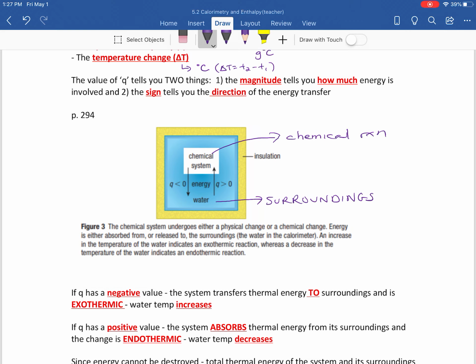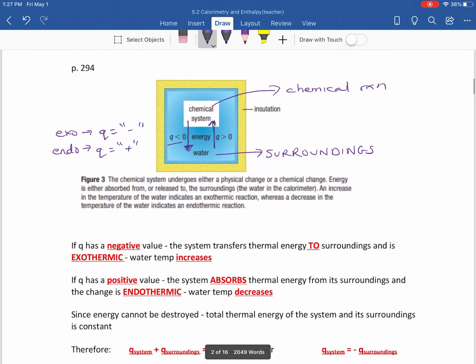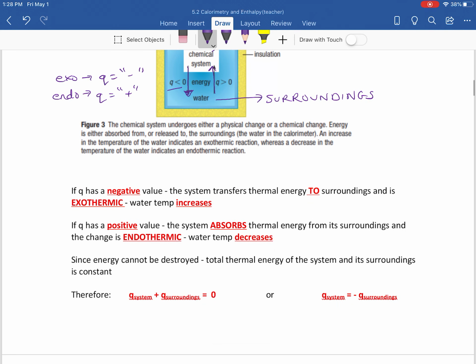So if it's an exothermic reaction, meaning energy is transferred from the system to the water, Q is negative. So let's write this down here. Exo, Q equals negative. If the system absorbs energy, Q is positive. So if it's endo, Q is equal to a positive number because it absorbed energy, meaning it gained the potential energy. Okay? So, and that's exactly what all these red words are saying.